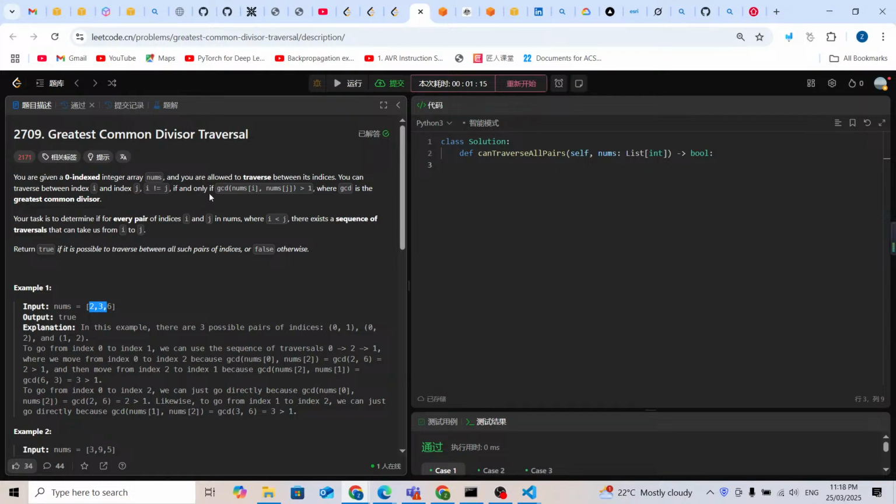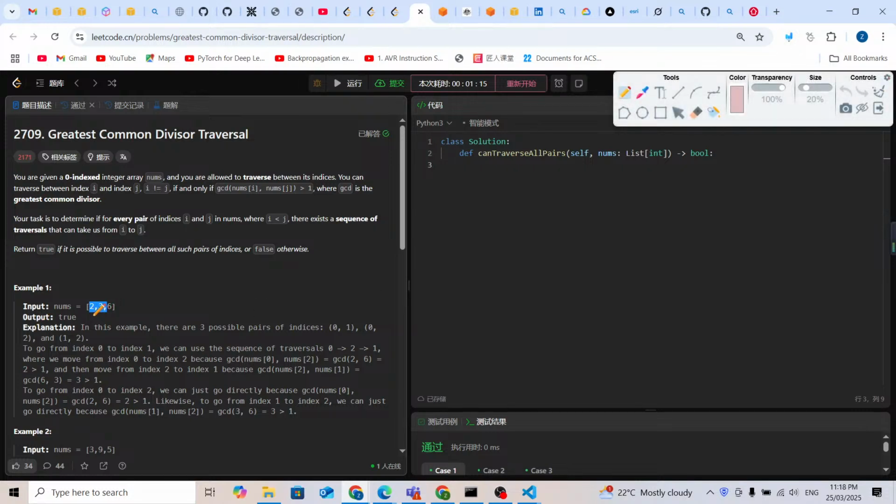If and only if the GCD of those two numbers, for example 2 and 3, is more than 1. GCD is just the greatest common divisor. If it is more than 1, then we consider i and j, those two numbers, to be connected. For 2 and 3, the GCD is 1, so 2 and 3 are not connected. What about 2 and 6? For 2 and 6, it is connected.